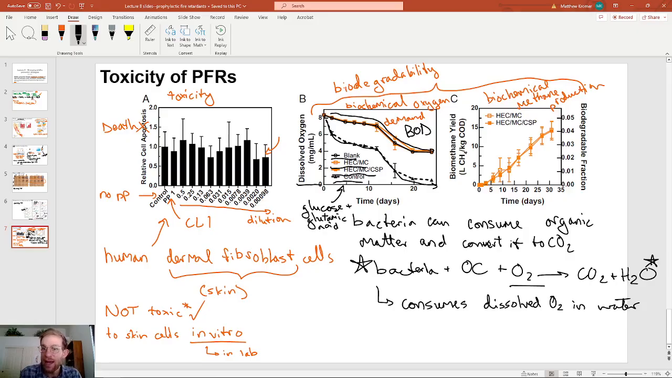And then the last one we have here, this is biochemical methane production. So this is indicative of what is called anaerobic decomposition of this stuff.